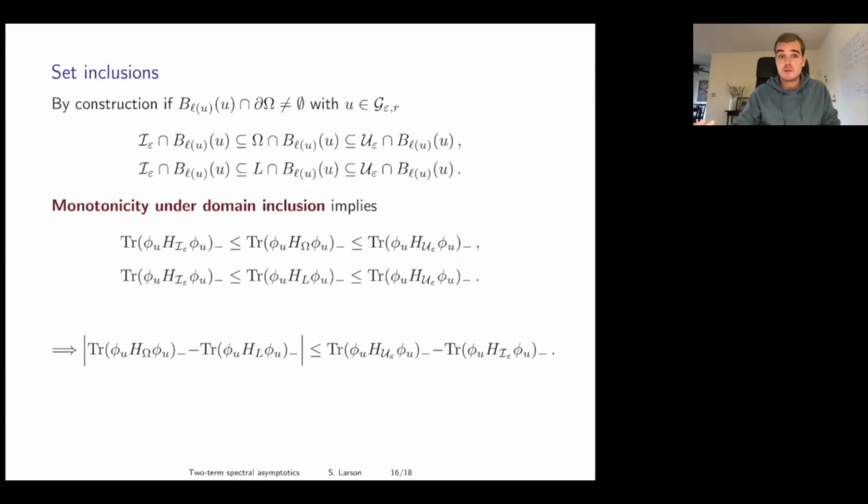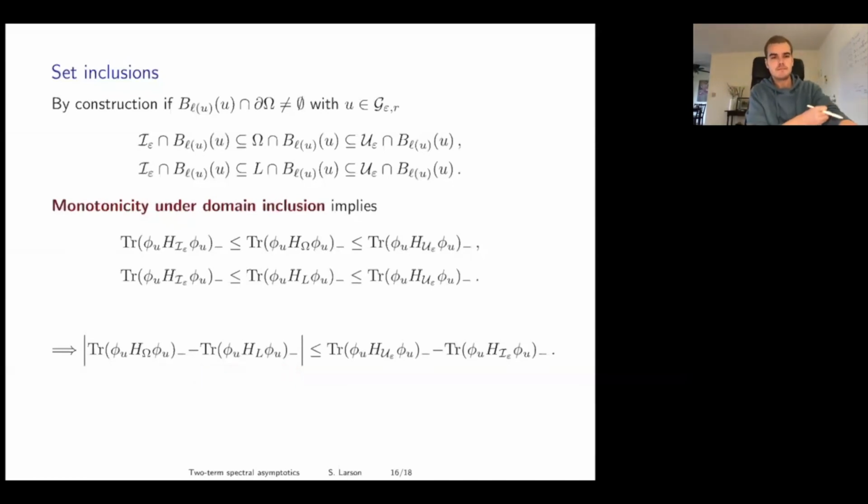And if you just rearrange those, we can see that the difference between the trace we're interested in and the trace in the half space problem is bounded by the difference of the traces of these conical sets. This is precisely a cone, but U epsilon is not really a cone. So what remains to do is, first off, we need to show that this is actually small enough to be integrated up and not contribute to the terms we're interested in. And after that, we need to be able to compute the integral of these local problems, but in these associated half spaces.